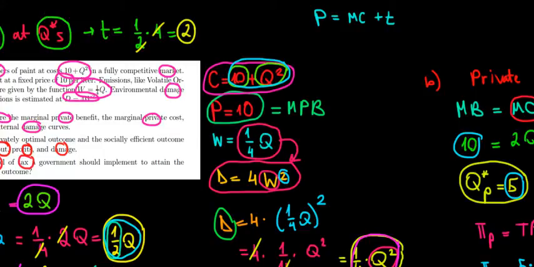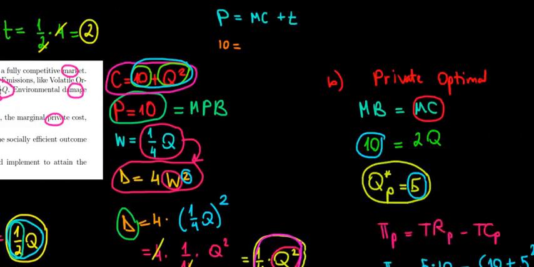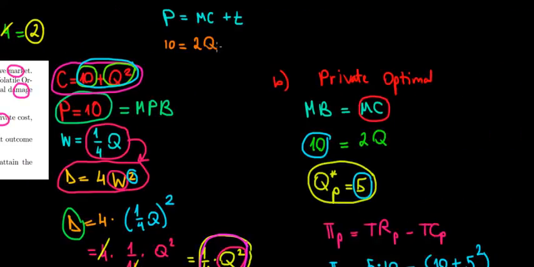Now, what is the price? Well, the price is $10. What is the marginal cost? We saw in the previous video that the marginal cost is equal to 2 times the quantity. So we would have 2 times the quantity plus the tax of $2 that we just saw.